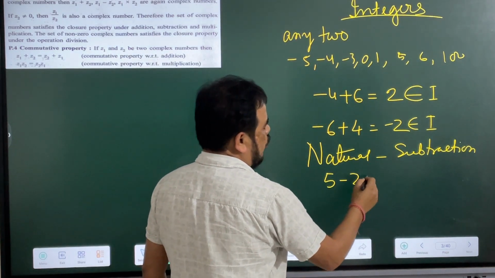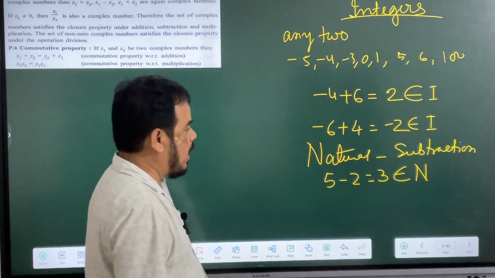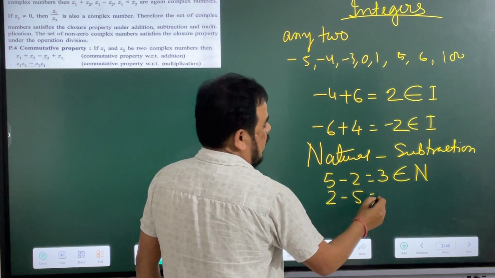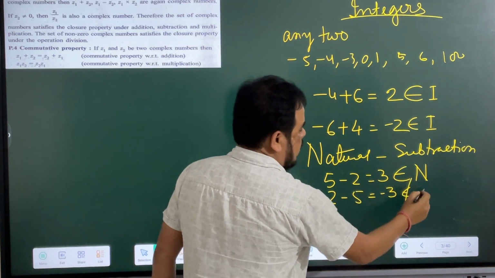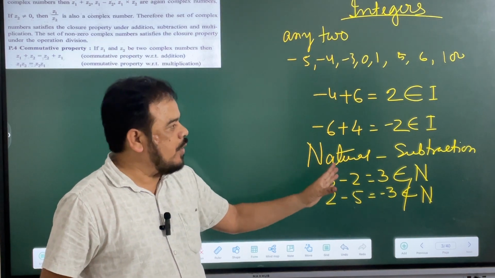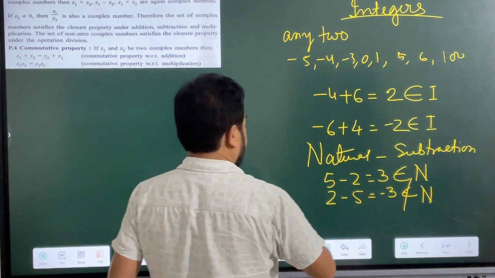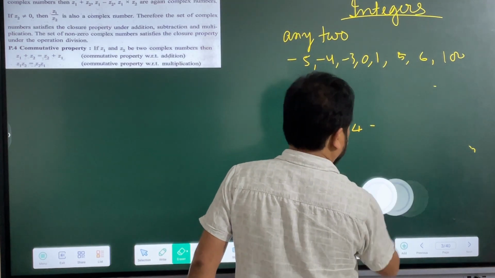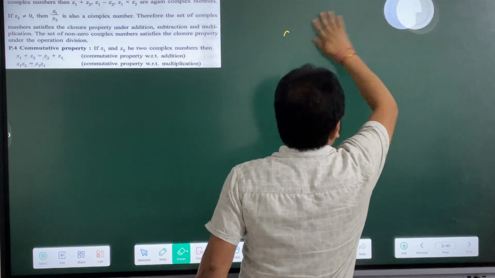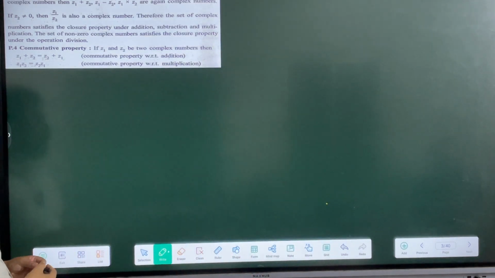5 minus 2 equals 3. It belongs to natural numbers. But 2 minus 5 equals minus 3. It does not belong to natural numbers. So in subtraction, closure property does not exist. So this is called closure property. This is the example I have shown you, so that you can understand the meaning of closure property.